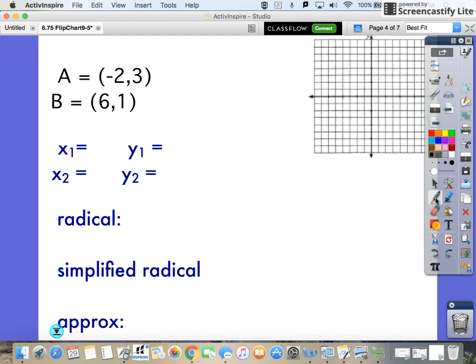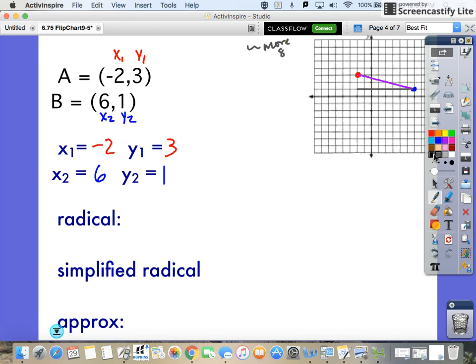All right, the next one, I call this x1, y1, so negative 2 and 3. x2, y2, so 6 and 1. If we graph these, negative 2, 3, and 6, 1. When you connect those, if the line was perfectly straight, it would be 1, 2, 3, 4, 5, 6, 7, 8 units long. So this should be a little more than 8.